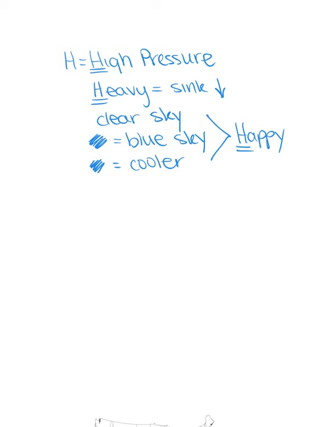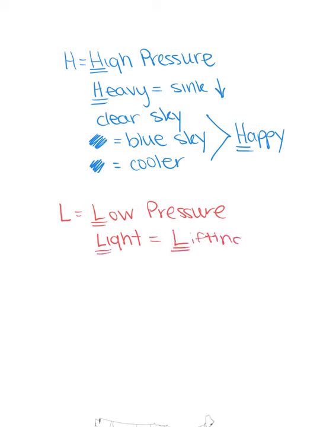The other symbol we had was a red L. The red L represents low pressure. Okay? Low pressure is going to be the opposite of heavy. This is going to be light. So this is also lifting up. Then we can think, where are clouds? Are clouds up in the sky or down on the ground? And they are up in the sky. So this is going to be cloudy weather.